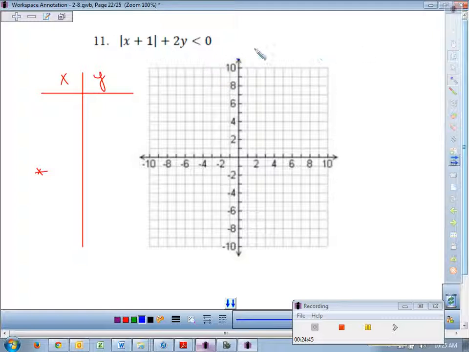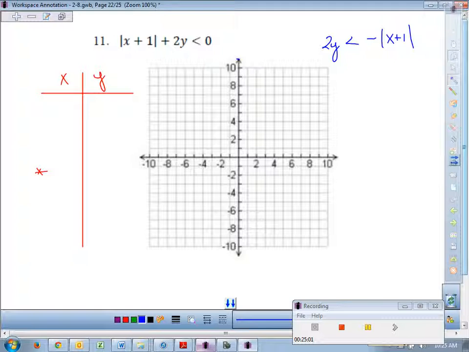All right? So I hate that there's no room underneath there. I'm going to come over here and put 2y. Should the symbol switch if I do that? 2y is less than negative the absolute value of x plus 1 on the outside of the bars. Good?